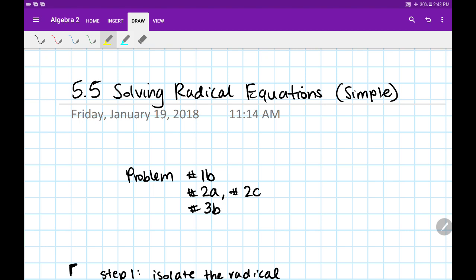Welcome to Homework Help for Lesson 5.5. We're going to be solving radical equations, and we'll be doing these problems from the homework.